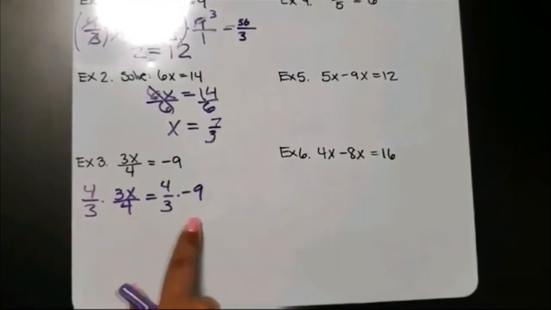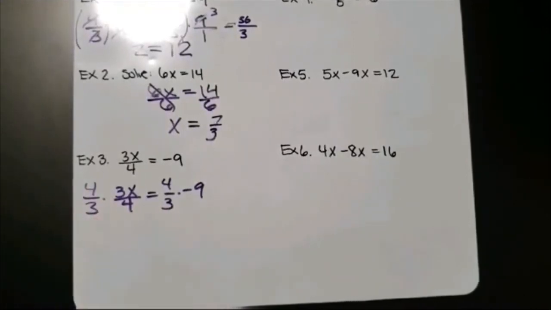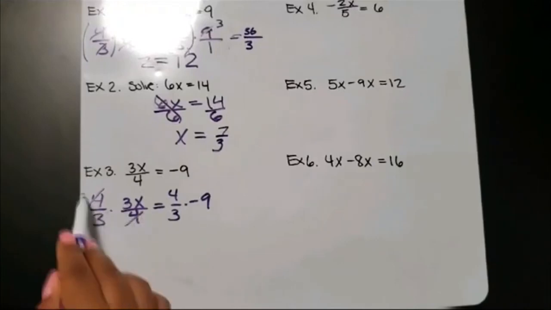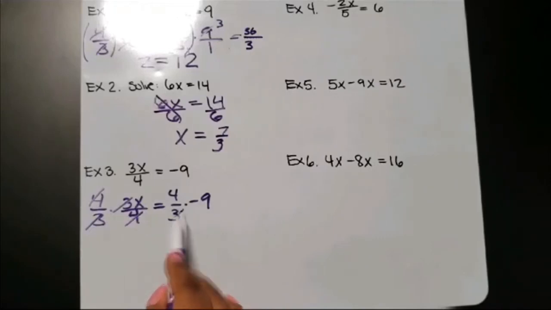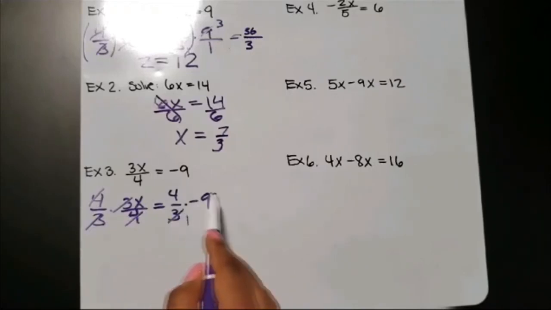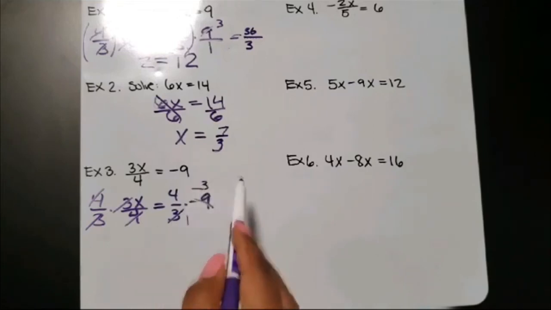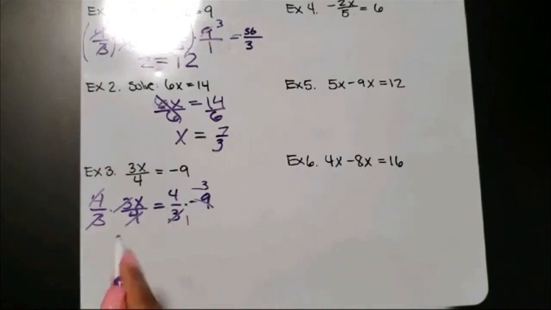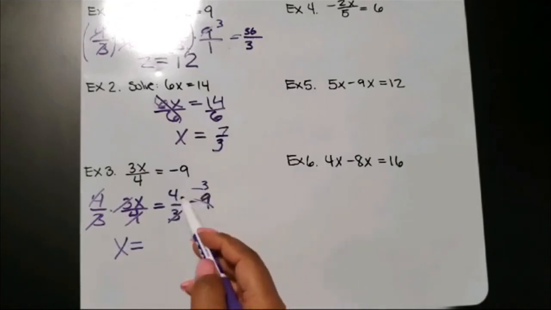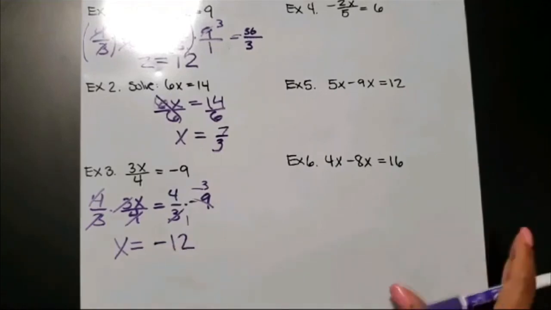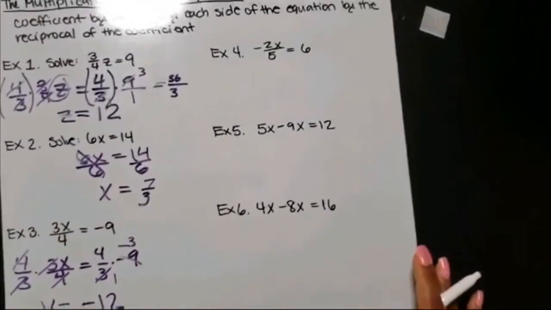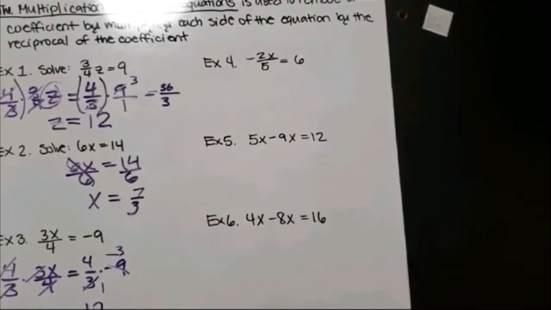So now we're going to multiply each side by 4 over 3. And of course, 4 over 4 is 1, 3 over 3 is 1, 3 divided by 3 is 1, -9 divided by 3 is -3, okay? So on this side, we're left with x, and on this side, we're left with 4 times -3, which is -12.